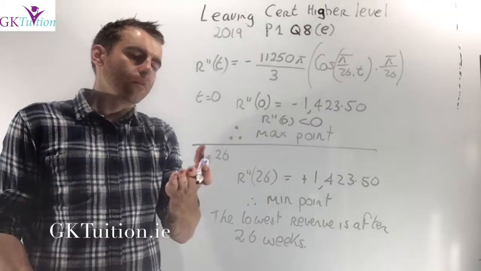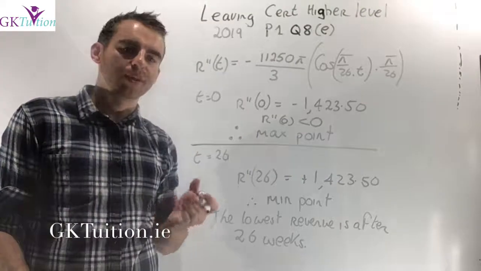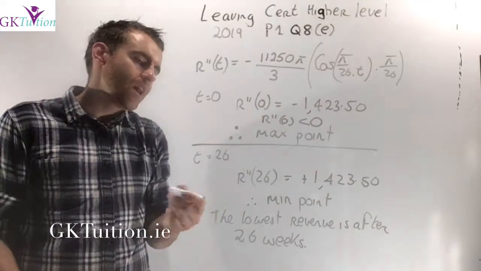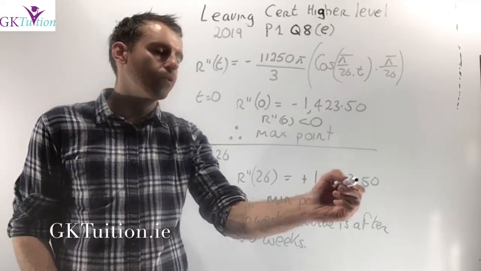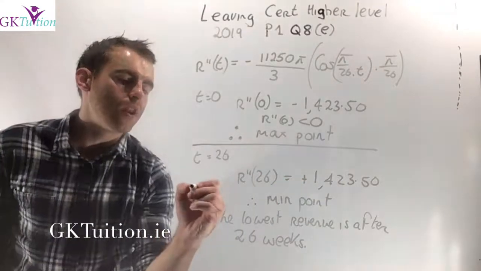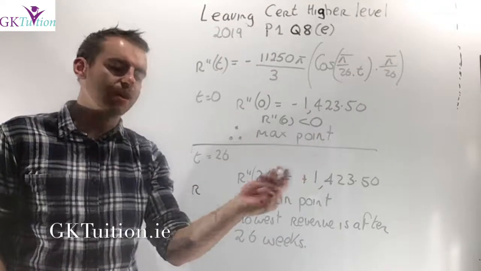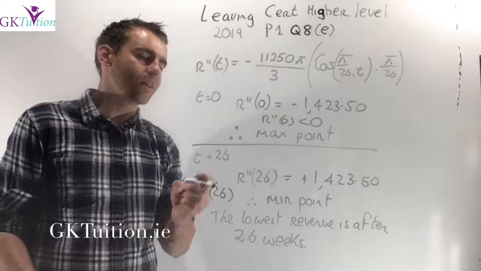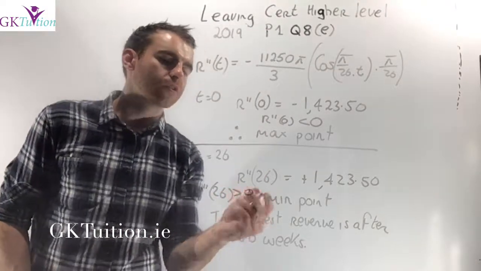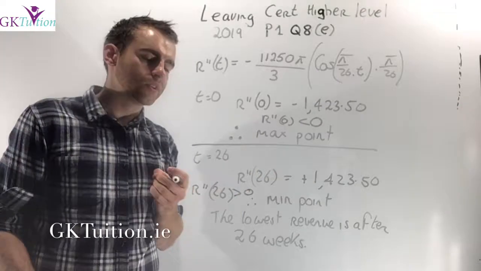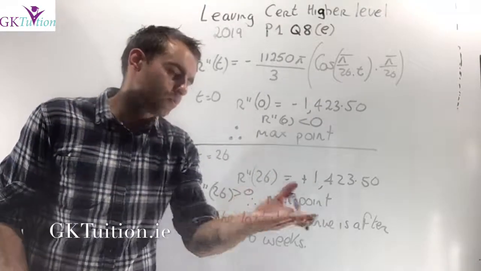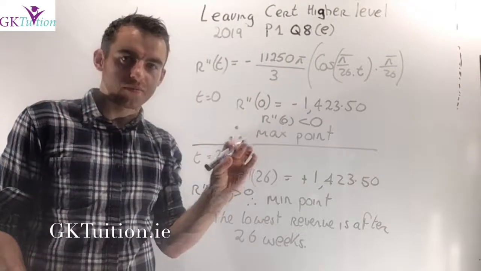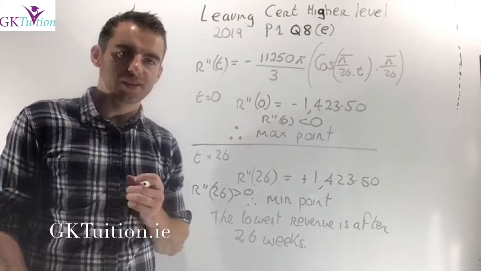So then rather than subbing in t equals 0, this time we're going to sub in 26. Just go back to this function and instead of a t, I put in a 26. In that case, it works out as 1,423.50. So now we can conclude, happy days, that's clearly positive. So I can say that the second derivative at 26 is greater than 0. If it's greater than 0, that means it's a minimum point. In other words, the lowest revenue is after 26 weeks. The minimum point of this function that describes the revenue for the company is after 26 weeks.